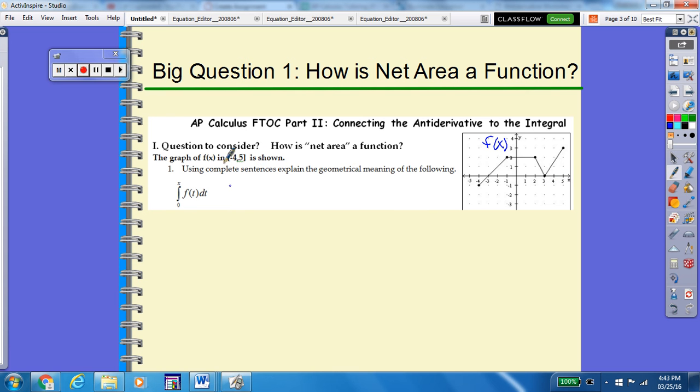And it says to use complete sentences to explain the geometrical meaning of the integral from 0 to x of f of t dt. Well, just a quick review again of what we did Thursday. 0 is your starting point. So everything we color, all the net area, is going to start at 0. So this is sort of our starting point. X represents the place where we're going to stop, the direction where we're going to go. And the reason we're using t is to not double dip on using that same variable twice. But really, we're still talking about the function f of x, okay?